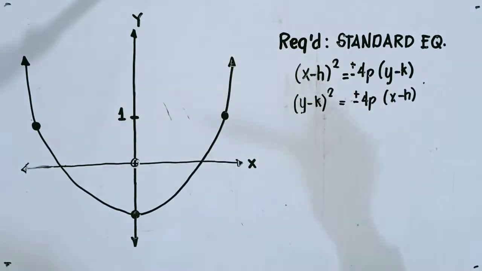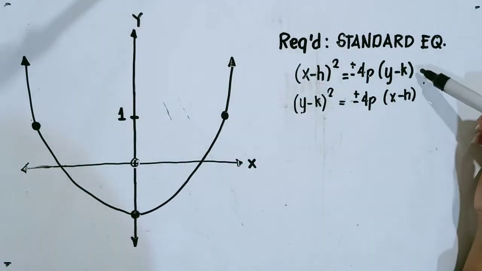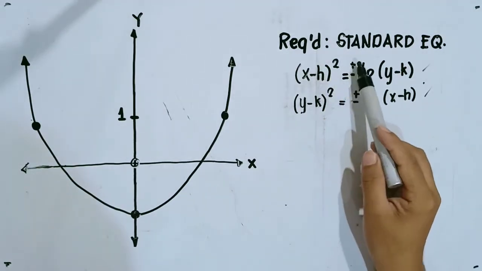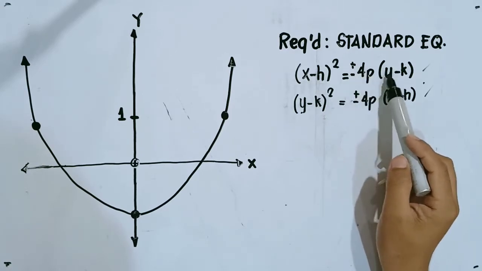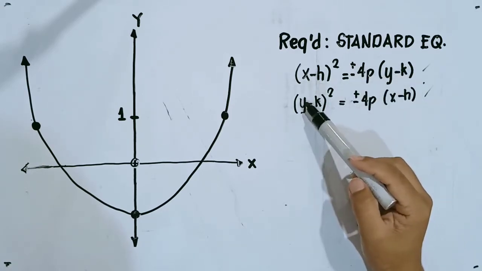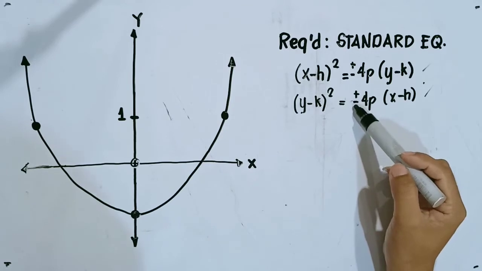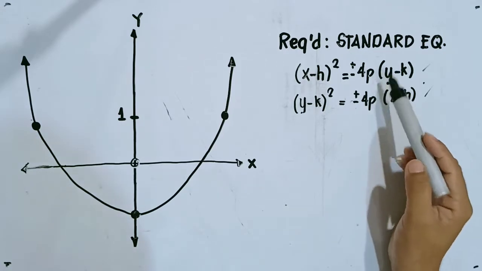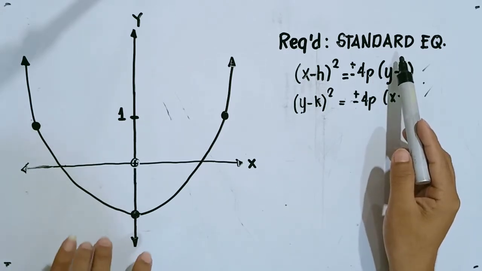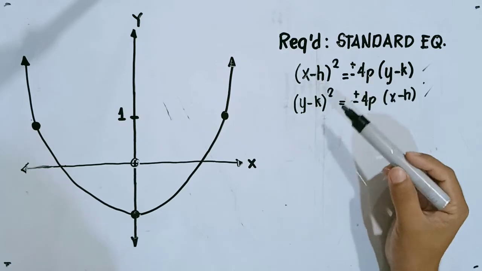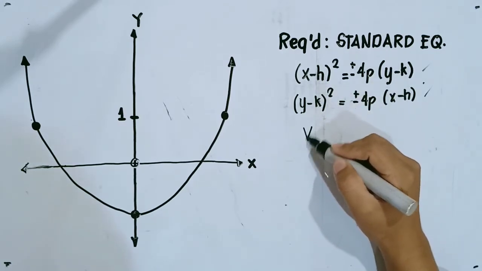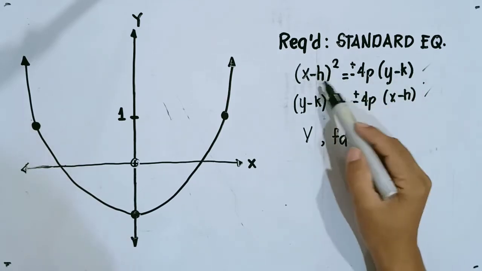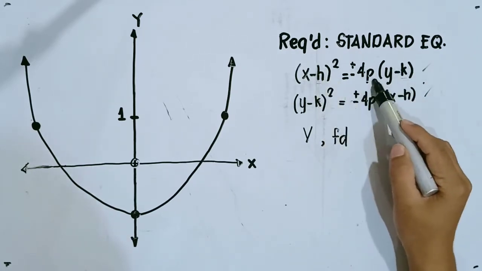of this parabola. Our standard equations are, of course, the two forms: (x minus h) squared is equal to positive or negative 4p times the quantity y minus k, and the other one is (y minus k) squared is equal to positive or negative 4p times the quantity x minus h. Now, in order for us to find the standard equation of a parabola given the graph, the first thing we should have is the vertex and the focal diameter, because we need h and k here and 4p.